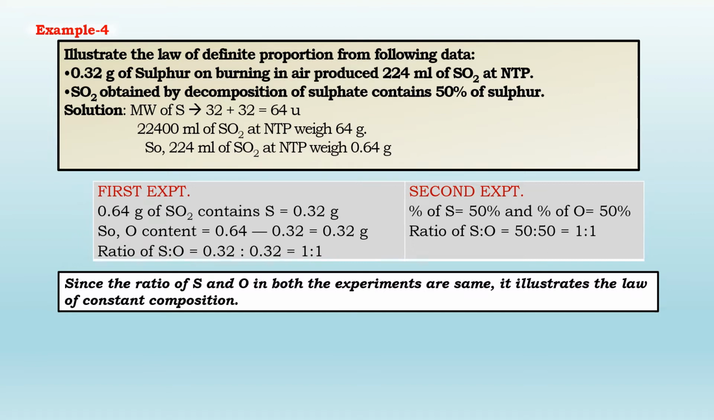In the second experiment, percentage of sulfur given is equal to 50%, so percentage of oxygen is also equal to 50%. So ratio of sulfur is to oxygen is equal to 50 is to 50, that also comes as 1 is to 1. Since the ratio of sulfur and oxygen in both the experiments are same, it illustrates the law of constant composition.